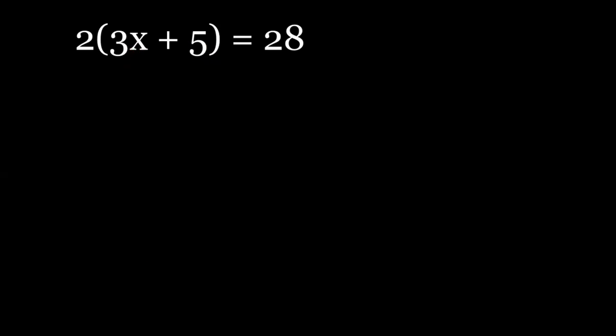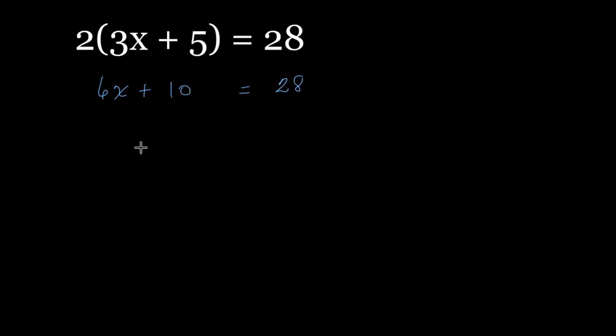In our next step, we're going to multiply everything inside this bracket by 2. So let's get on that, okay? So 2 times 3x is 6x. And 2 times 5 is 10. It's a positive 5, so we get a positive 10. Okay, and then this is equal to 28.